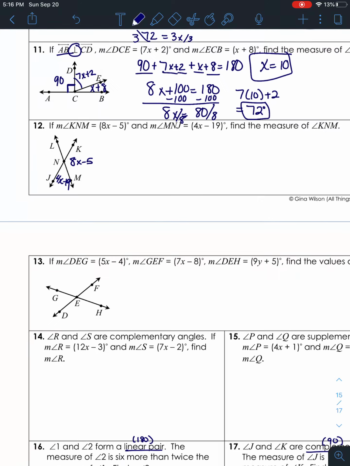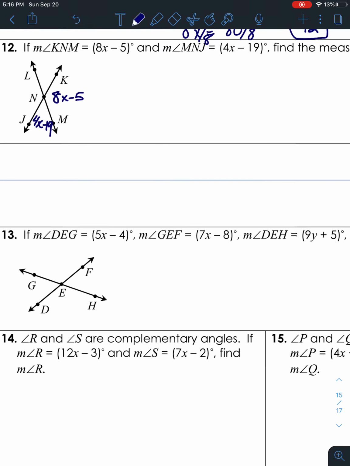And they want us to find the measure of K and M. So these two angles, when we add them up, form a linear pair. So we're going to add them up to 180. So 8x minus 5 plus 4x minus 19 equals 180 degrees.